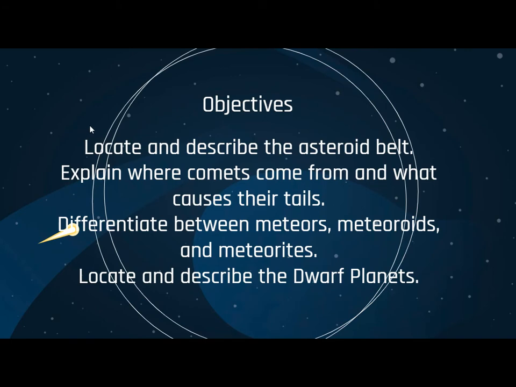Locate and describe the asteroid belt. Explain where comets come from and what causes their tails. Differentiate between meteors, meteoroids, and meteorites. And locate and describe the dwarf planets.